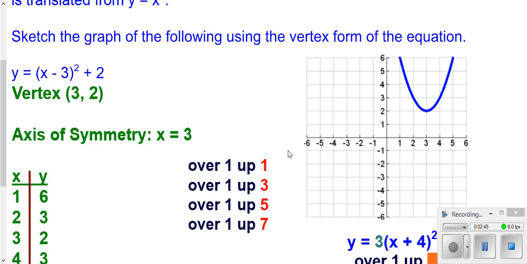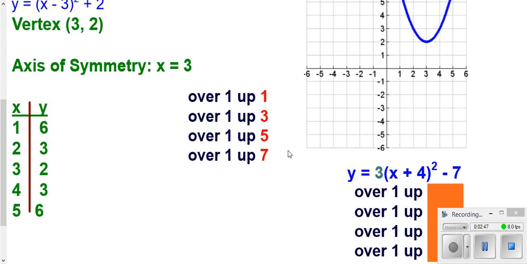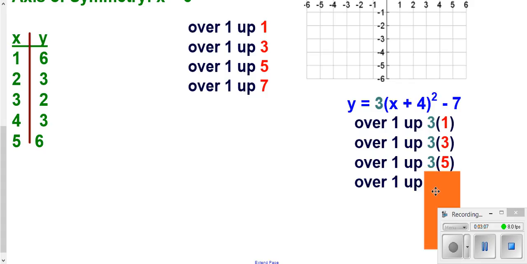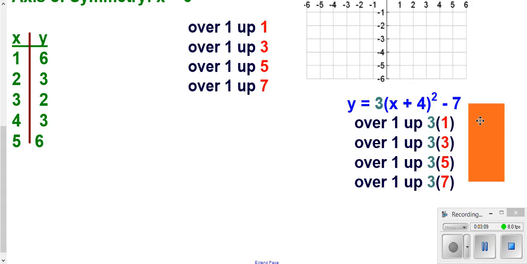Now, this pattern works great, but keep in mind, if there's a number in front of your parentheses, you really have to multiply this pattern here in red by that number. So you go over 1 up 3, over 1 up, in this case 9, over 1 up 15, and then over 1 up 27. So whatever number is in front, you multiply that by these red numbers here, and that tells you how much to go up.